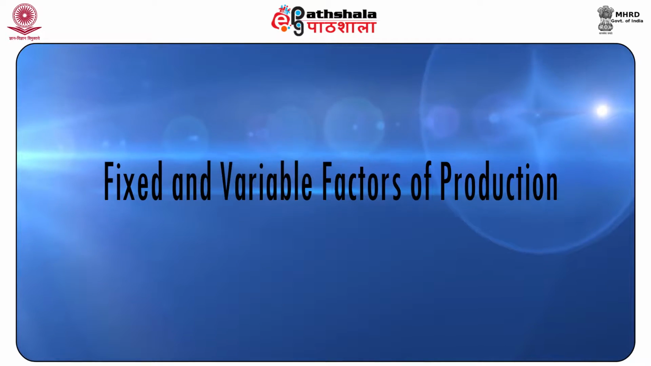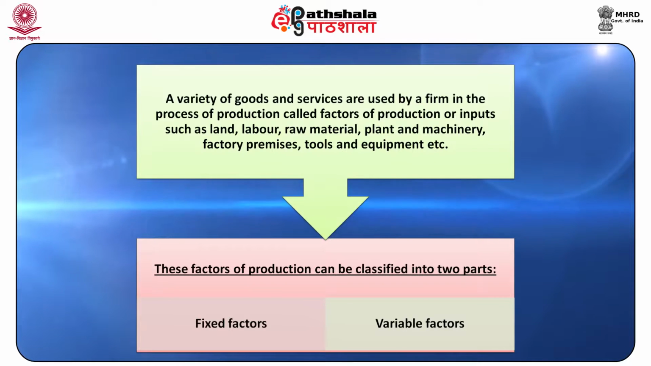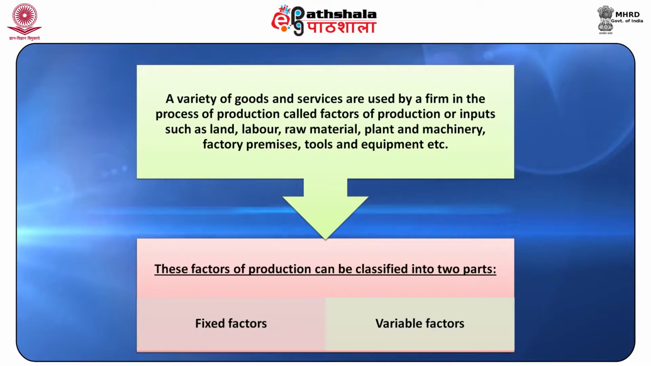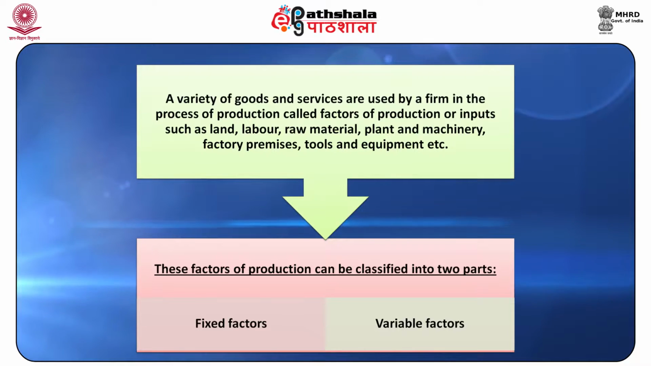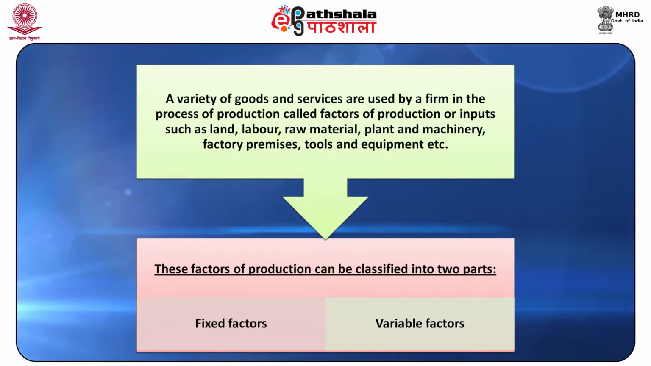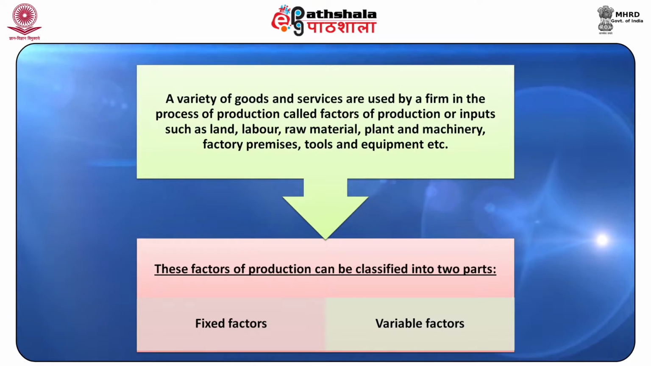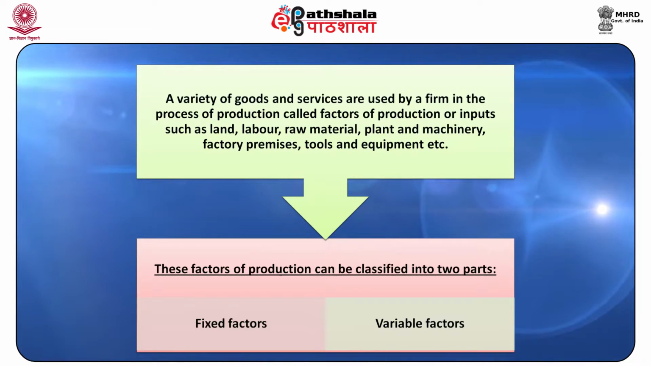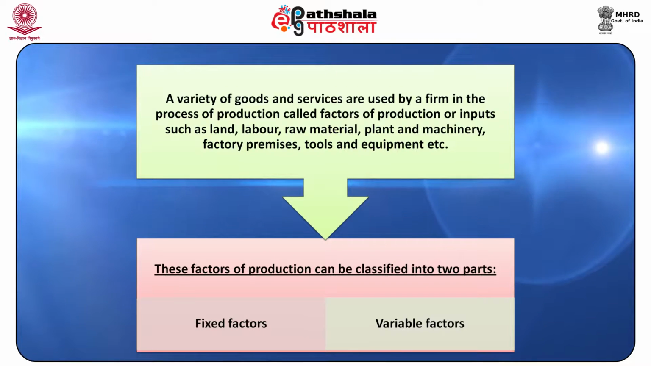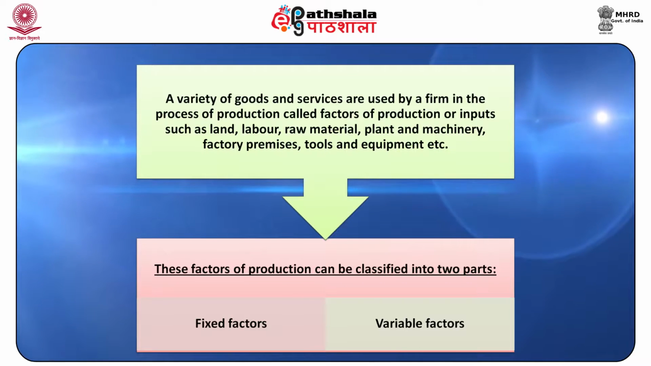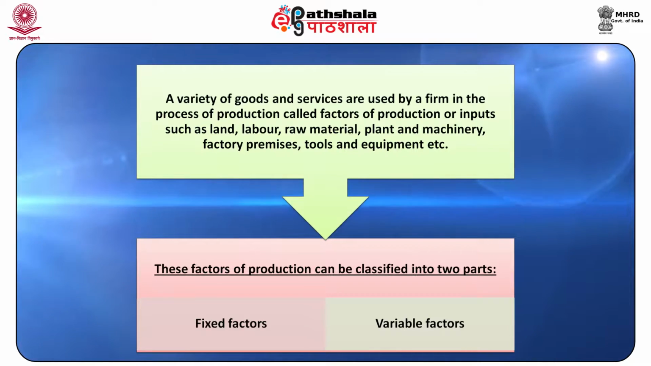Next, fixed and variable factors of production. A variety of goods and services are used by a firm in the process of production, called factors of production or inputs, such as land, labor, raw material, plant and machinery, factory premises, tools and equipment, etc. These factors of production can be classified into two parts. First, fixed factors. Second, variable factors.